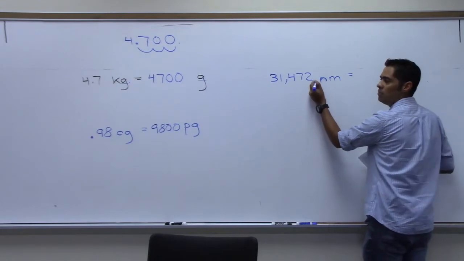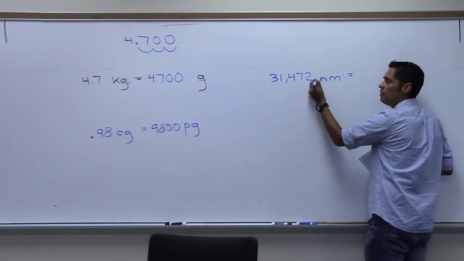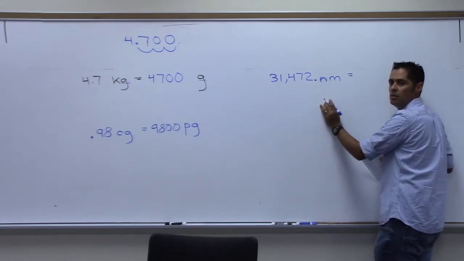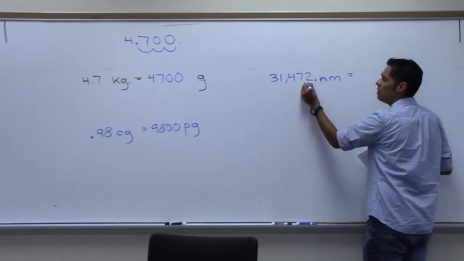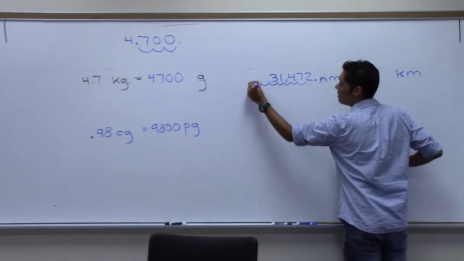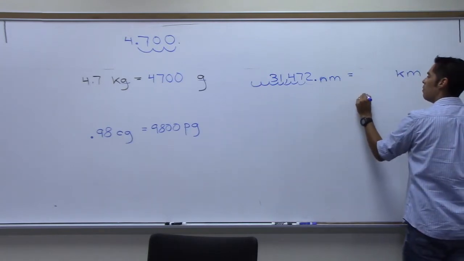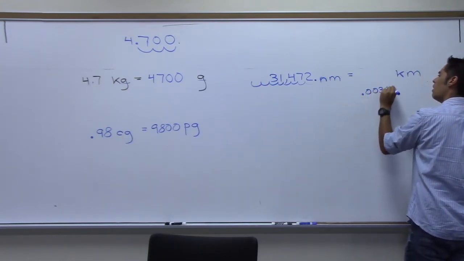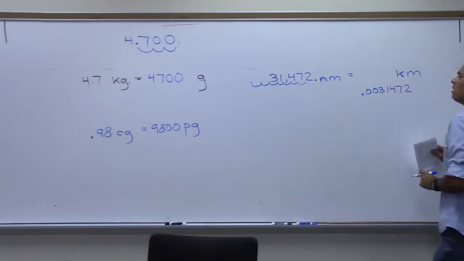And where's the decimal here? After the 2. And which way do we move the decimal? To the left, because we went up on the chart. So 1, 2, 3, 4, 5, 6, 7, 8. That's going to create this number, 0.003142 kilometers.